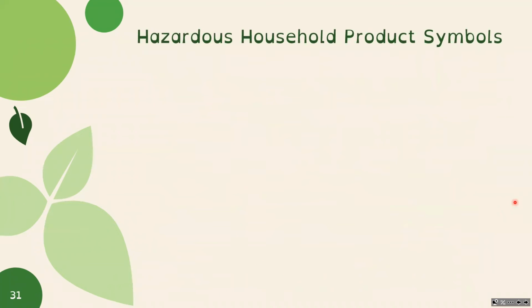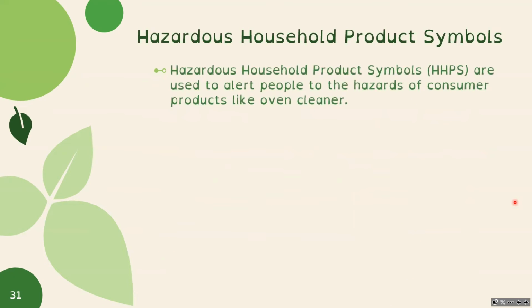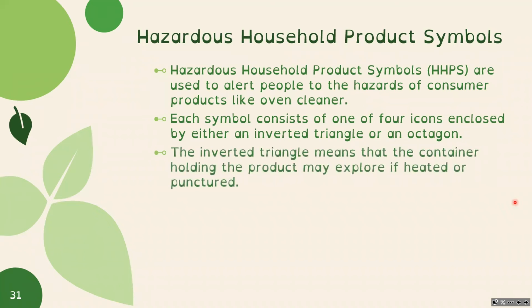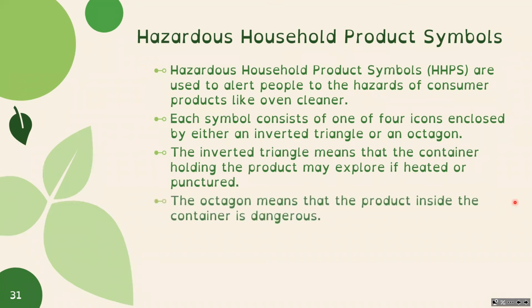So the first system is the hazardous household product symbols. The hazardous household product symbols, or HHPS, are used to alert people to the hazards of consumer products like oven cleaner. Each symbol consists of one of 4 icons enclosed in either an inverted triangle or an octagon, or diamond even. The inverted triangle means that the container holding the product may explode if heated or punctured. And the octagon means that the product inside the container is dangerous.